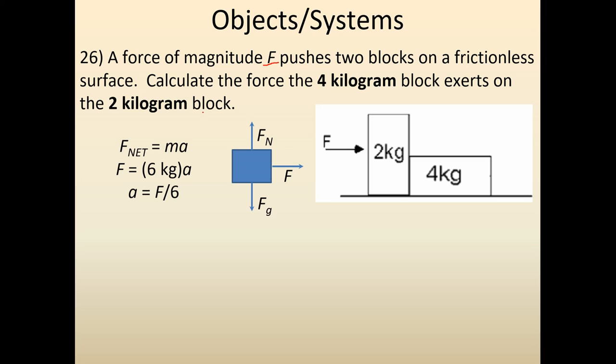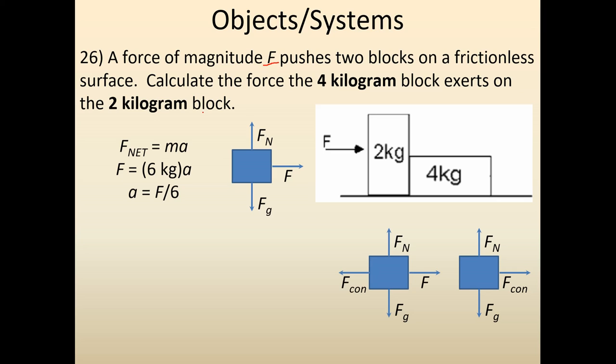Now we get to finding the contact force, so we treat them separately. Again, my FBDs are essentially the same thing as we had before. The F is only affecting the 2 kilogram block, and then the contact force is affecting both of them, equal and opposite. Again, I can choose whichever block I want to use F net equals ma. I'm going to choose the 4 kilogram block just like last time.